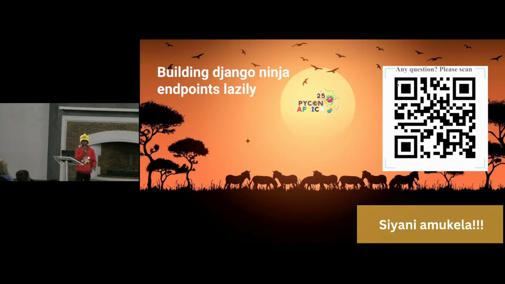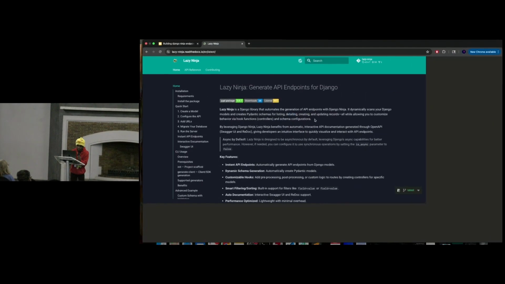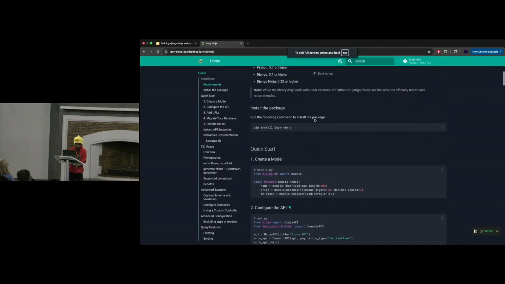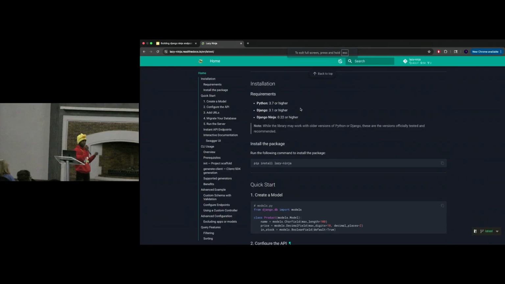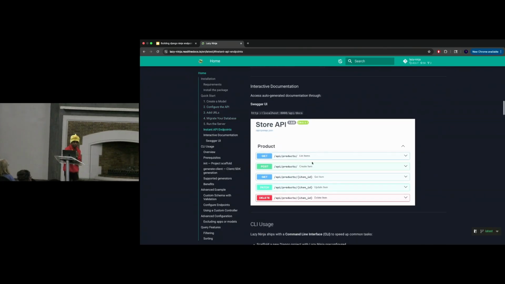But basically, it generates endpoints using Django Ninja. You just create Django models in Python classes, and then it dynamically creates endpoints for your Django application. And besides that, it also creates all of the endpoints like get one, get list, delete, update, and everything. And it also gives you documentation for your endpoints.